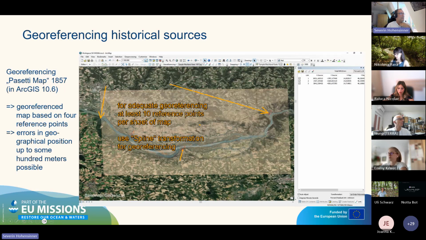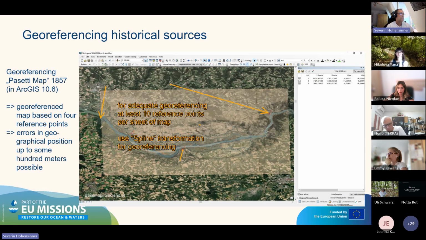Here's another example for georeferencing, the Bassetti map. I guess some of you will know it because it's a very well-known map. It stretches from the German border down to the lower, downstream end of the Iron Gate, from 1857 to 1867. And I had to georeference it 5 years ago by order of the Austrian National Library for an exhibition.